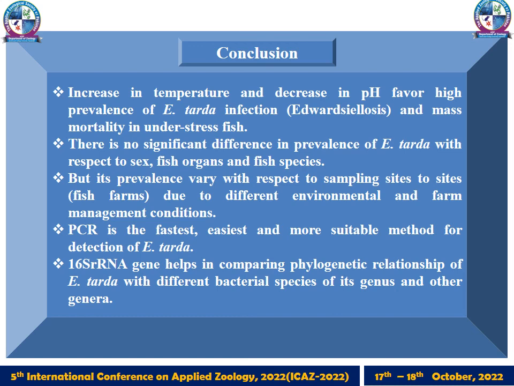PCR is the fastest and easiest, more suitable method for detection of E. tarda. The 16S rRNA gene helps in comparing the phylogenetic relationship of E. tarda with the different bacterial species of its genus and other genera.